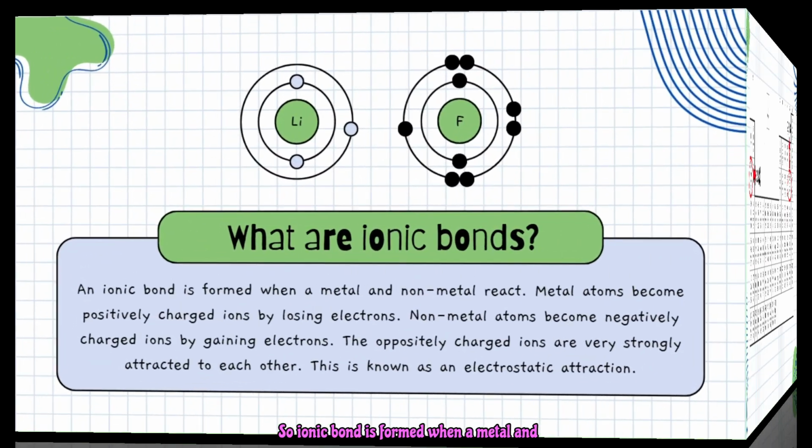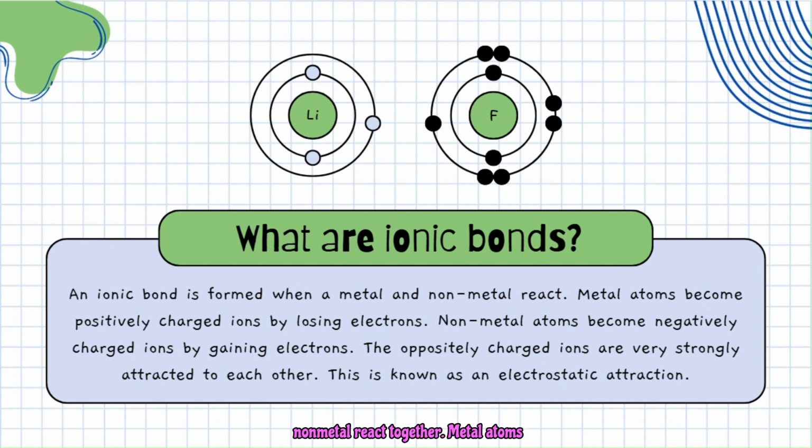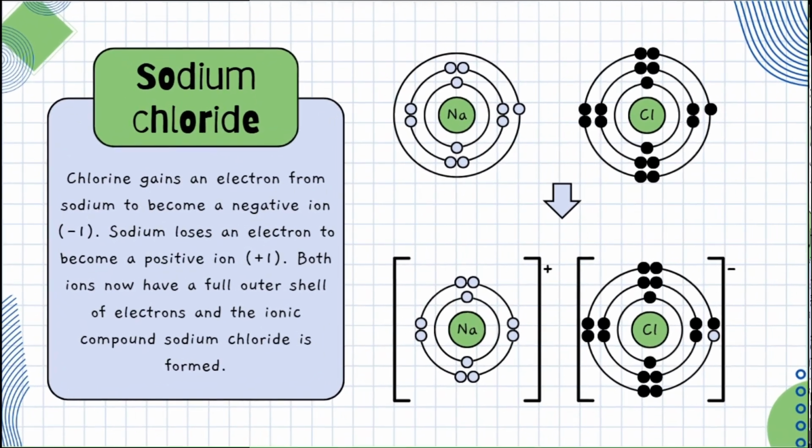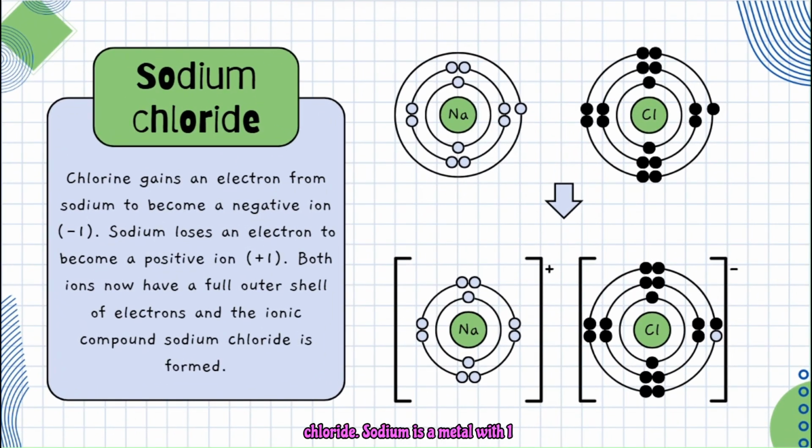So an ionic bond is formed when a metal and nonmetal react together. Metal atoms become positively charged ions by losing electrons, and nonmetal atoms become negatively charged ions by gaining electrons. Now these oppositely charged ions are very strongly attracted to each other with an electrostatic force of attraction, and they form an ionic compound. Let's go back to our example of sodium chloride.